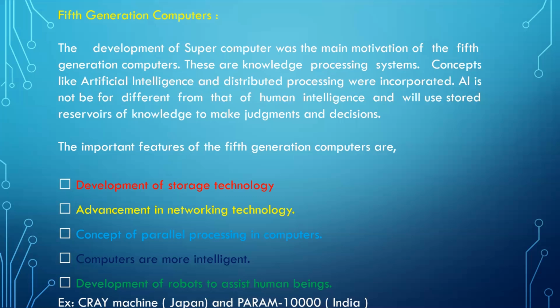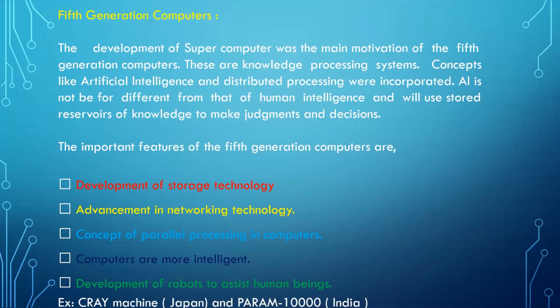The next feature is the concept of parallel processing in computers. More than one processor can be used in the system so that you can process in parallel. Normally, a system will use one microprocessor per system, but in some systems you can use more than one microprocessor. With the help of that, you can process in parallel. That concept was built in the fifth generation.